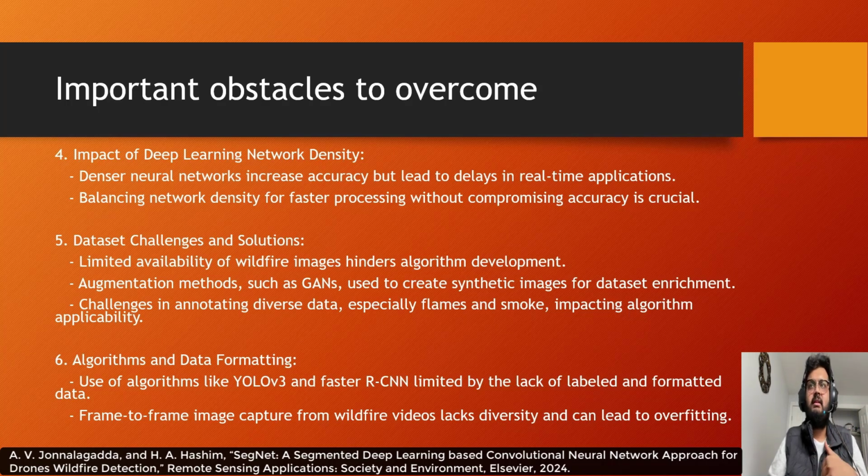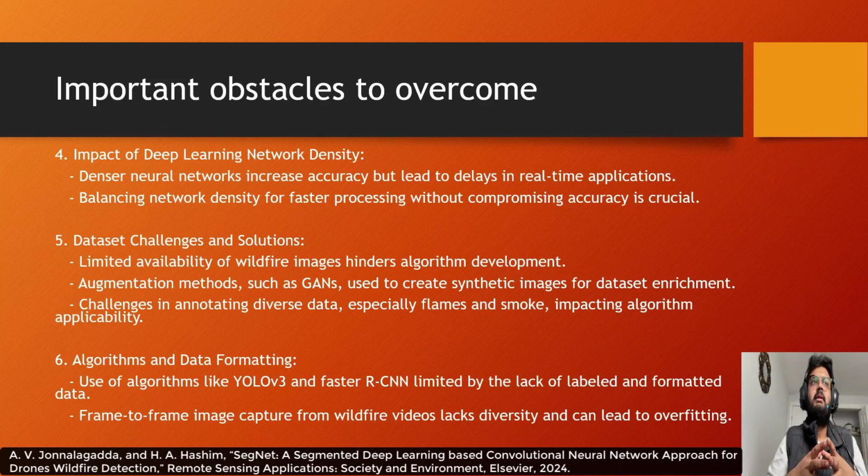However, challenges arise in capturing diverse data from wildfire videos, as flames and smoke are amorphous and difficult to label. Annotating each image requires substantial time, limiting the application of algorithms like YOLO v3 or Faster RCNN due to the lack of labeled and formatted data.